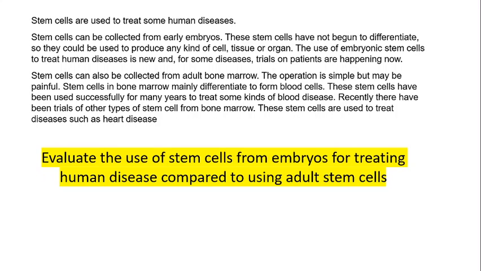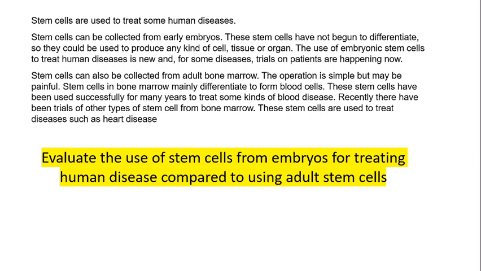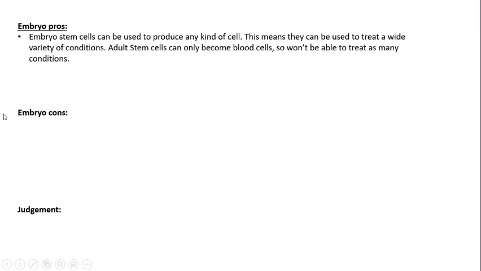Okay, here we go. How do we answer this question? So the first thing to look at is pros of embryo stem cells. So let's go back. Stem cells collect from early embryos. These stem cells have not begun to differentiate, so they could be used to produce any kind of cell. If you look at the adult stem cells, they mainly differentiate to form blood cells. Not any type of cell, only blood. So an advantage of embryos could be embryo stem cells can be used to produce any kind of cell.